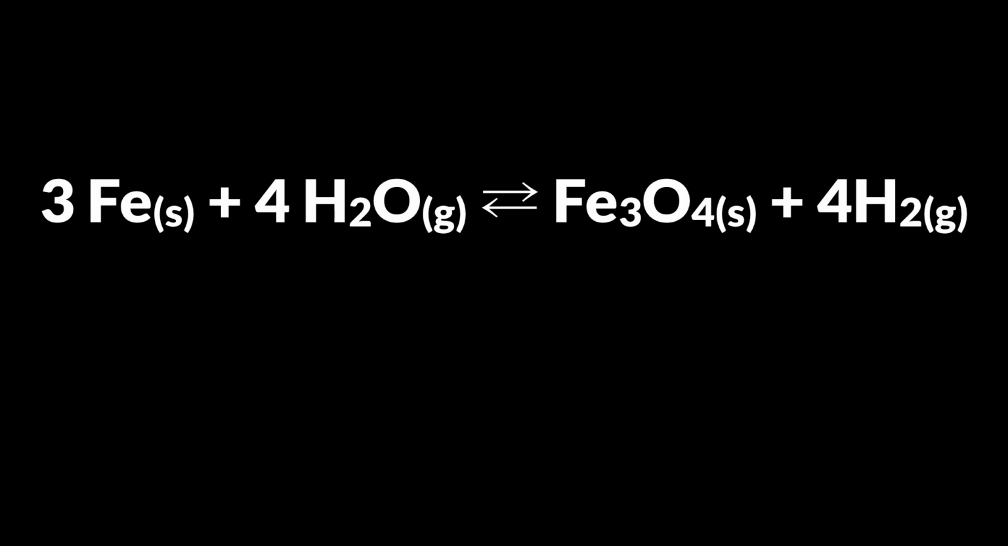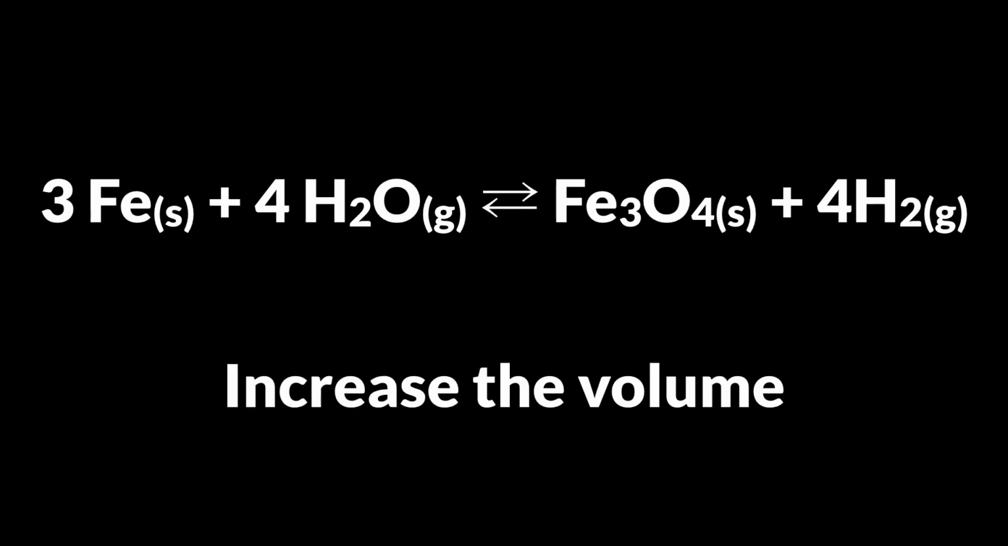Now, what happens if we, for example, increase the volume? Well, when we increase the volume, that means we're decreasing the pressure. So Le Chatelier's principle will compensate by shifting the equilibrium to the side with the higher partial pressures. Since the side with the higher partial pressures is the same as the side with the greater amount of moles, we have 7 moles on the left side and 5 moles on the right side. So the reactant side has a higher partial pressure, which means that the equilibrium will shift to that side. So it'll shift to the reactant side and will become more reactant favored.